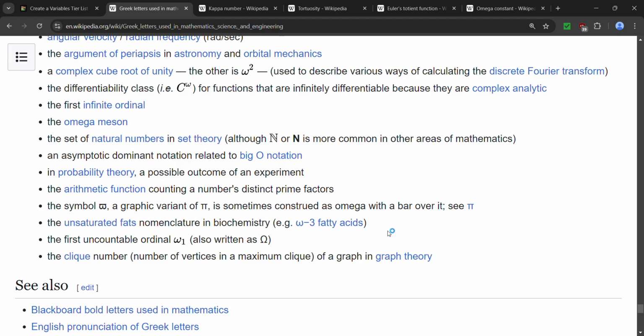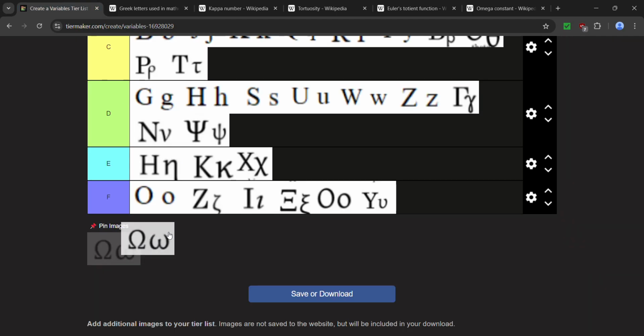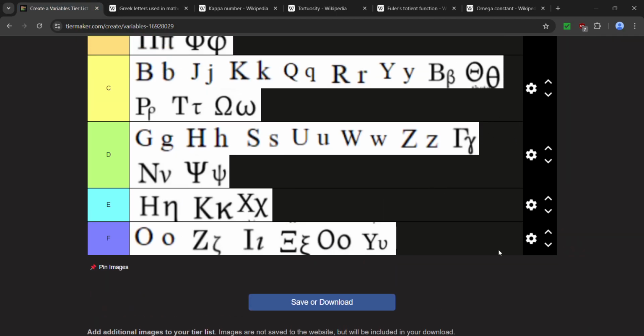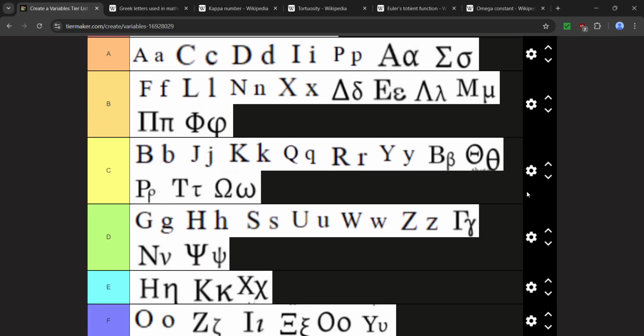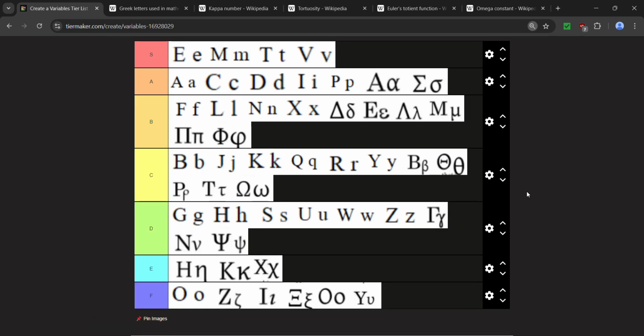Good for them. And I think because of that, we're going to put omega as C tier, right? And let me zoom out a little bit so we can get this all in one. There we go. And I think with that, this is going to be our Latin and Greek variable tier list. Thank you very much.